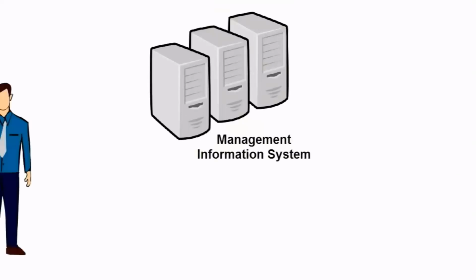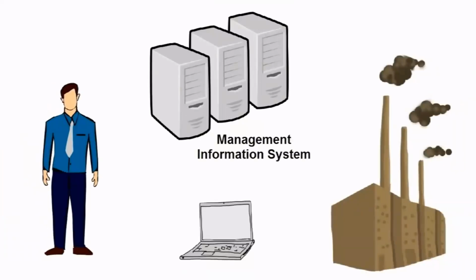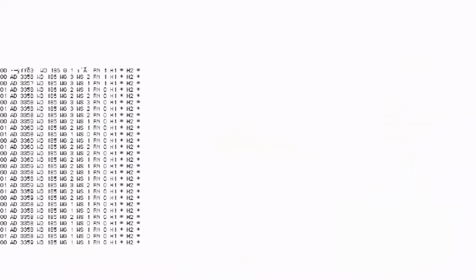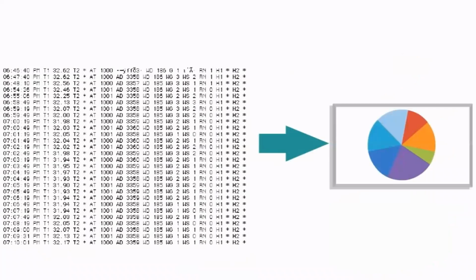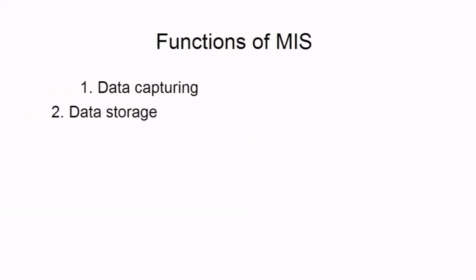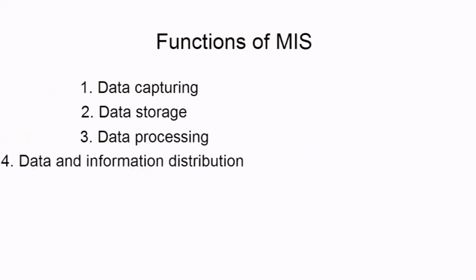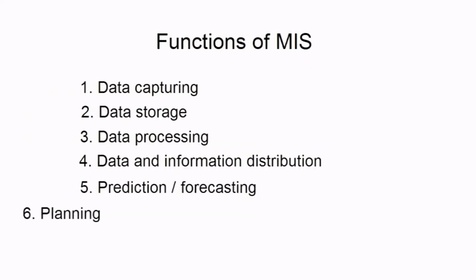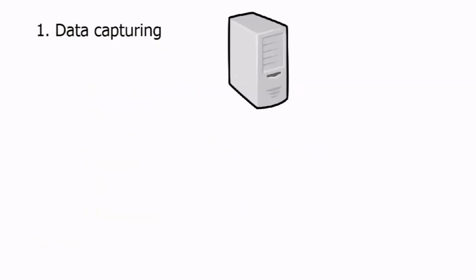Management Information System is an integrated system that helps the management with relevant information to run the business effectively and efficiently. The core aim is to make raw data into useful information that helps in managerial decision-making. That being said, the functions of an MIS are data capturing, data storage, data processing, data and information distribution, prediction or forecasting, planning and control.